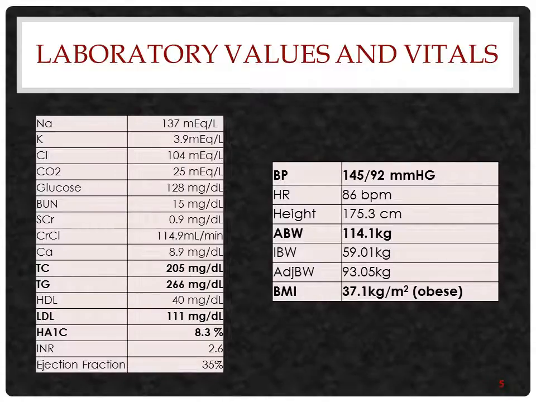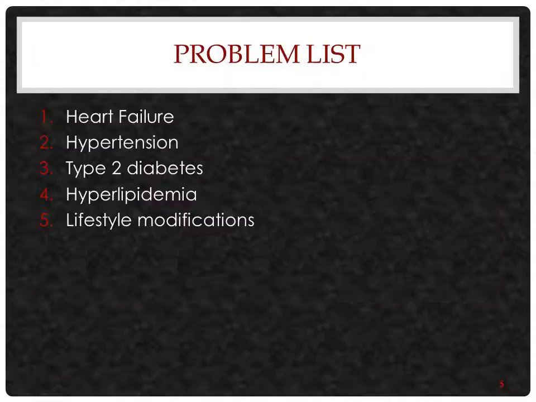So this slide indicates the patient's current laboratory values and vitals. Most labs are within normal limits except those that are bolded, which include lipids, A1C level, blood pressure, and the patient's weight, as this patient is obese. Based on today's presentation, the main problem for this patient is the heart failure, followed by hypertension, type 2 diabetes, hyperlipidemia, and lifestyle modifications.